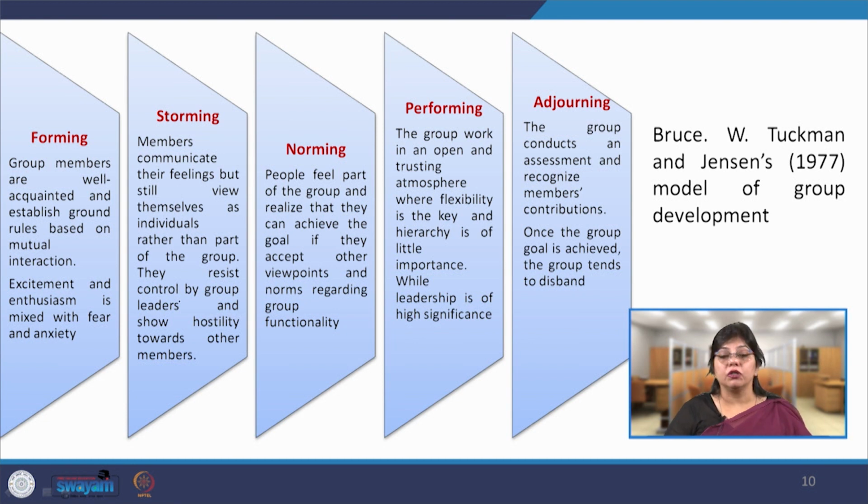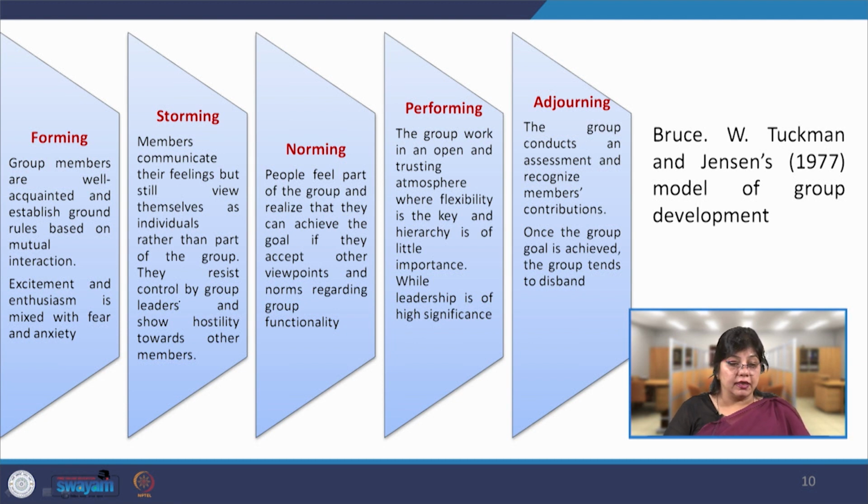They tend to establish ground rules, and it is completely based on mutual interaction, where there is no line drawn about what roles are to be performed by which member, or how the group will function. There are no boundaries or structure in that group. The only common thing is that members share a common goal, although there is a lot of anxiety and fear along with a lot of excitement and enthusiasm that people are together to achieve a common goal.